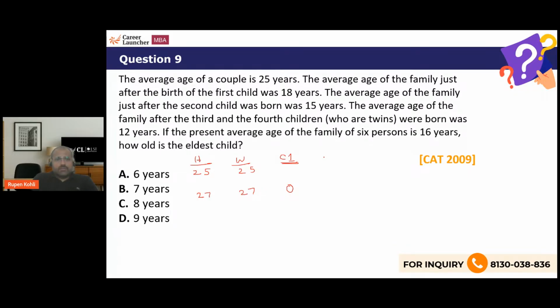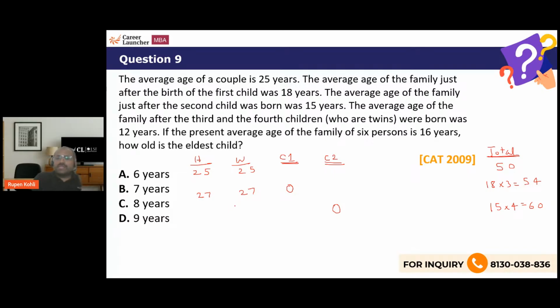Child 2. Now, the average of the family just after the second child was born was 15. Again, when the second child is born, he'll be 0. And 15 is the average age of four people. 15 into 4, 60 should be the total age. Now, I'm writing a column over here for the total age also, just so that it's in your mind. Here it was 50, here it was 18 into 3, 54, and 15 into 4, 60 should be the sum of the ages for all the four members now.